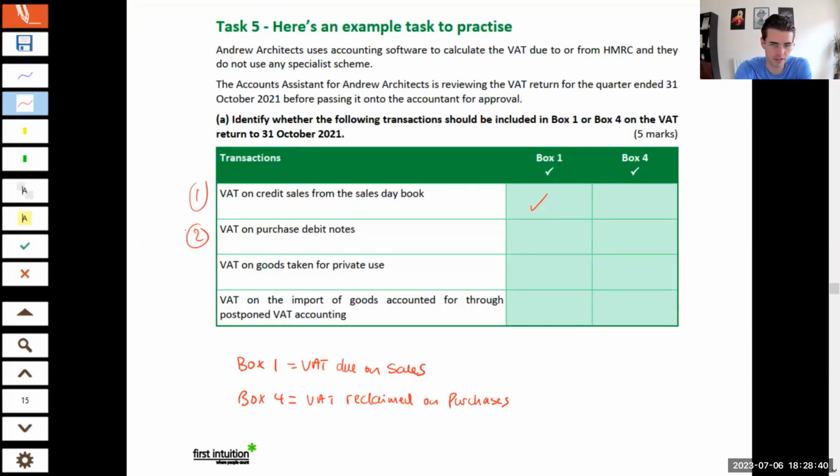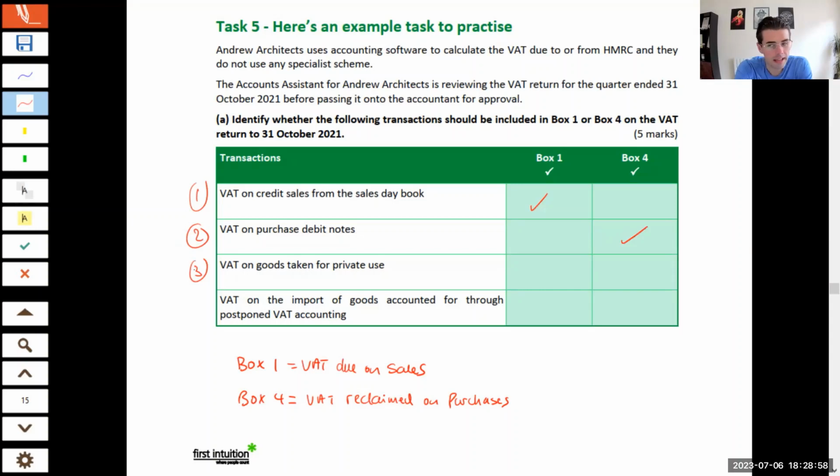I could just say purchase invoices, to be fair. The book's trying to be a bit fancy. But yeah, obviously box 4, isn't it? VAT reclaimed on purchases. You've also got number 3. So this one may be a little less conventional. VAT on goods taken for private use.